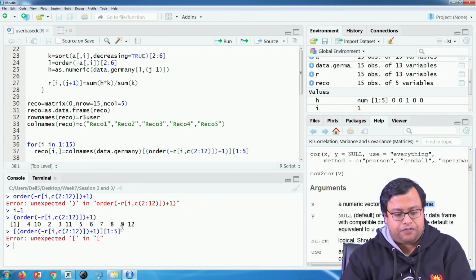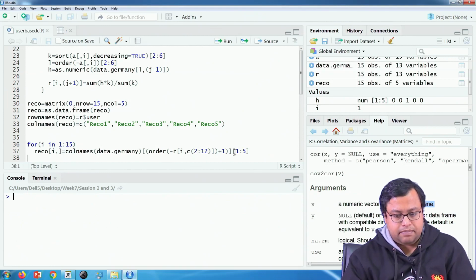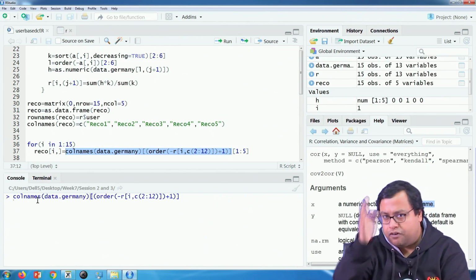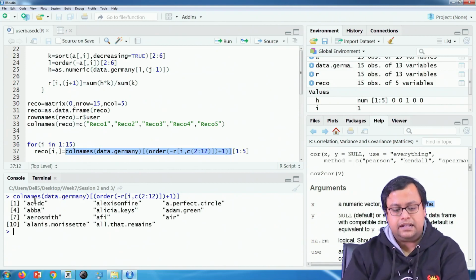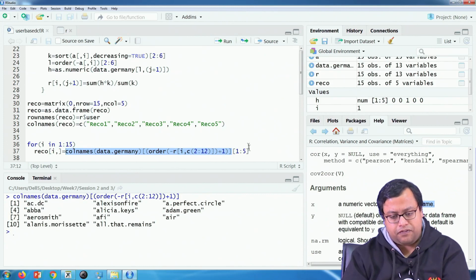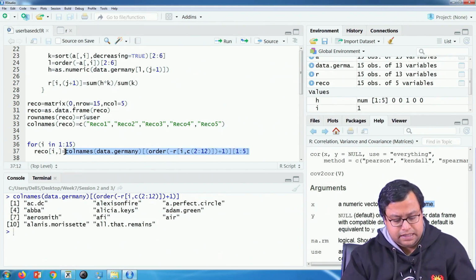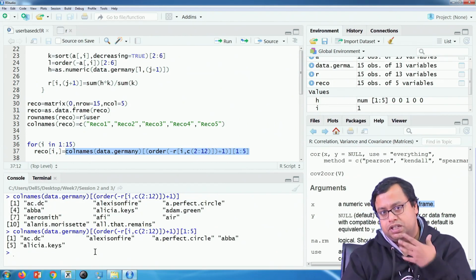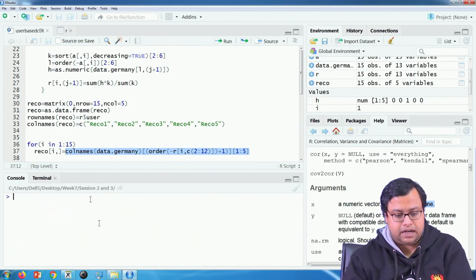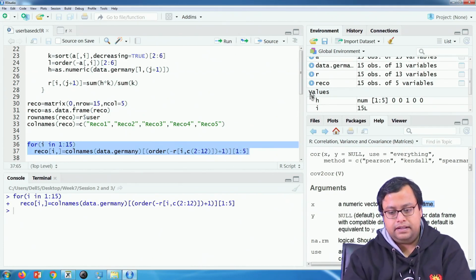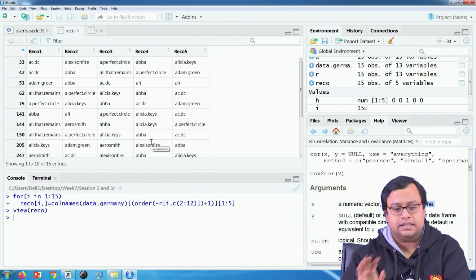and then with that top 5, let me come back. So, I am taking up the column names of Data.Germany. You give me the column names of Data.Germany for those specific positions. So, these are basically for the first customer, these are the suggestions, but I will take the top 5, that is 1 to 5. So, this is the suggestion for i is equal to 1. Similarly, i is equal to 2, it will change, i is equal to 3, it will change. So, I am just running that in a loop. If I just run this, the recommendation table is populated now.